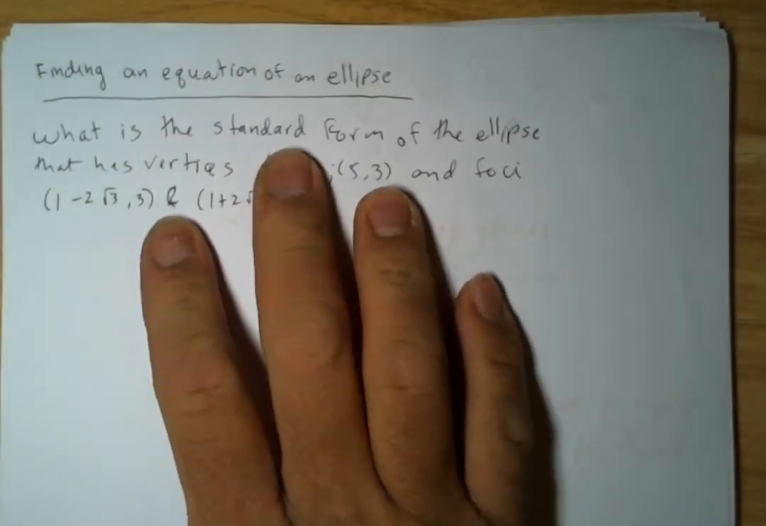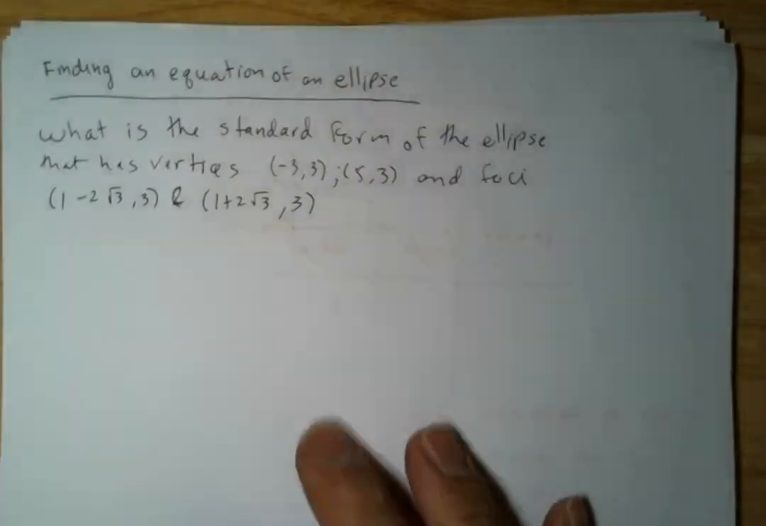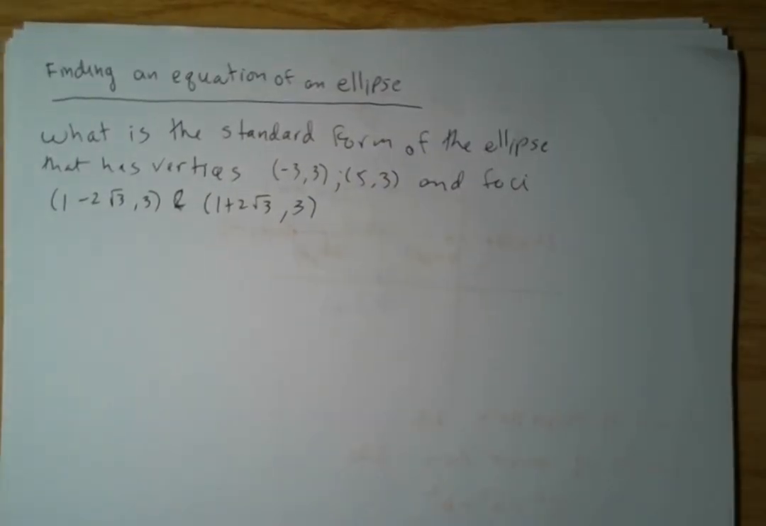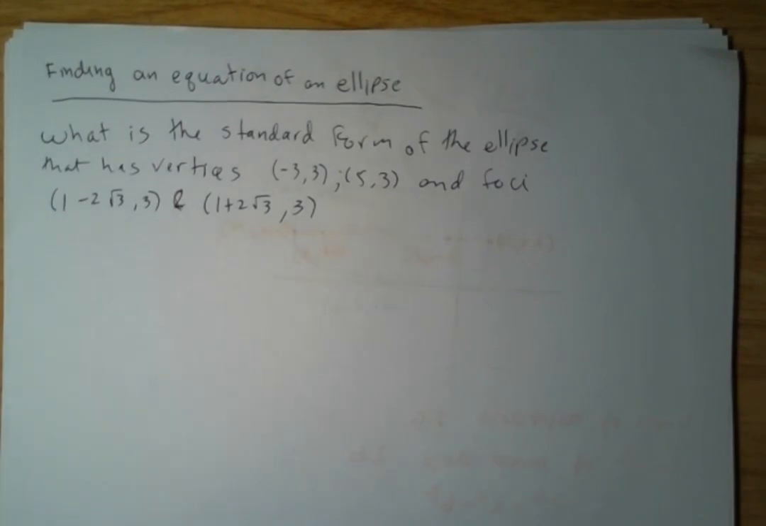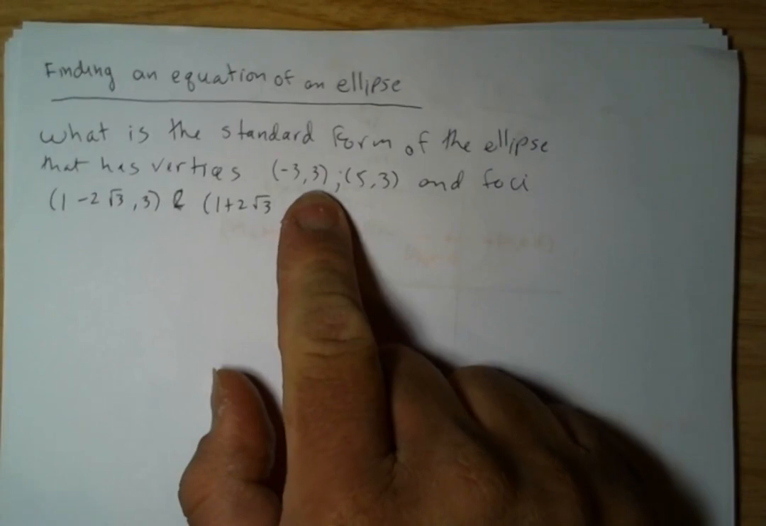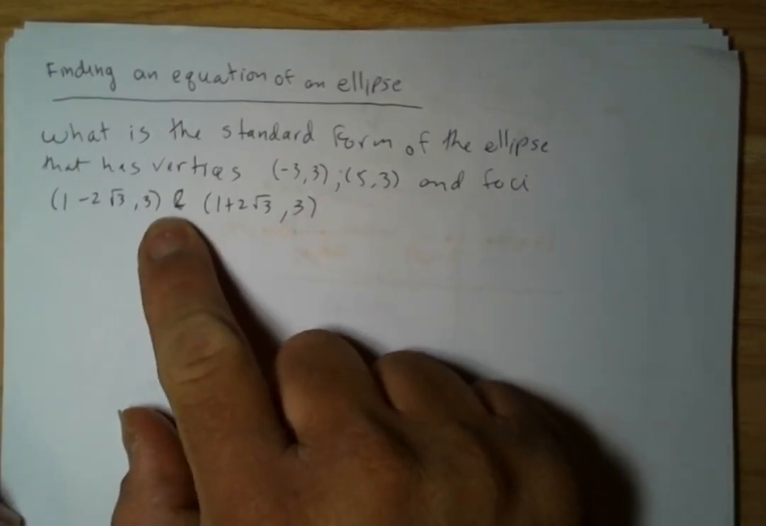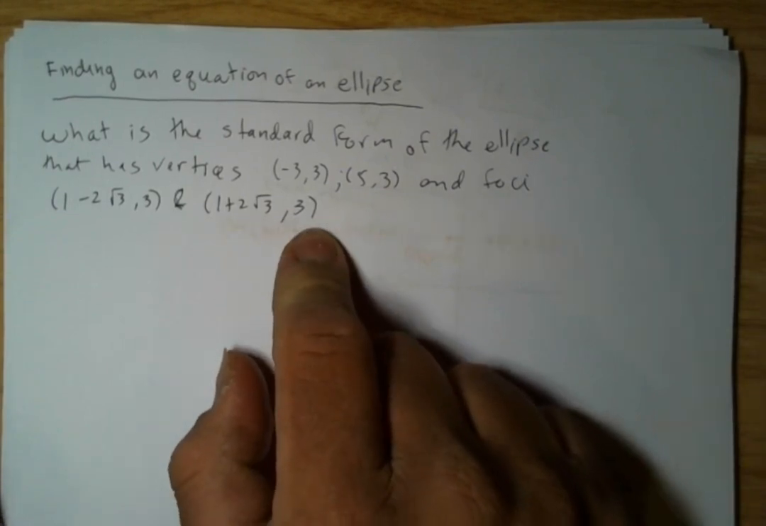Okay, so in this video we're going to look at how to find an equation of an ellipse with given information. Really, any information that you're given, we'll approach it the same way. In this case, they're asking us, what is the standard form of the ellipse that has vertices (-3, 3), (5, 3), and foci (1 - 2√3, 3) and (1 + 2√3, 3)?